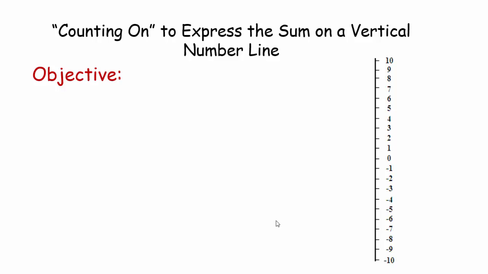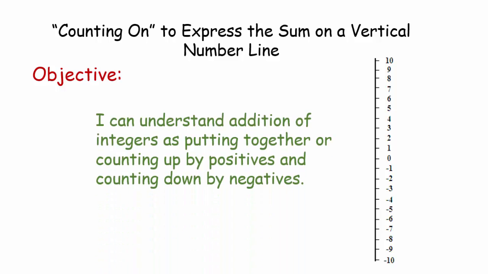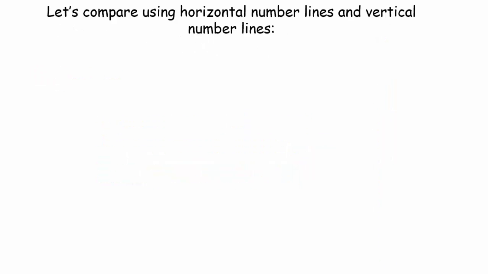Tonight we're going to be counting on to express the sum on a vertical number line. So here's our objective. I can understand addition of integers as putting together or counting up by positives and counting down by negatives. We've been working on this for several nights at this point. Now we're just going to use vertical number lines as opposed to horizontal.